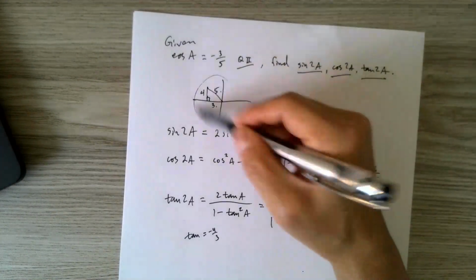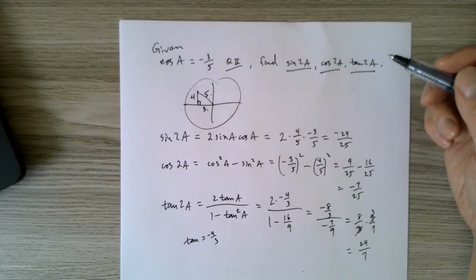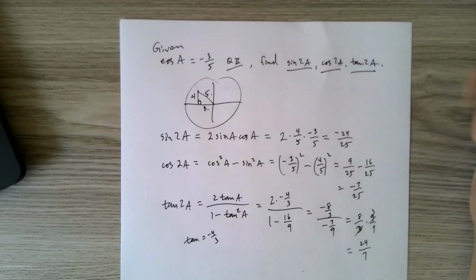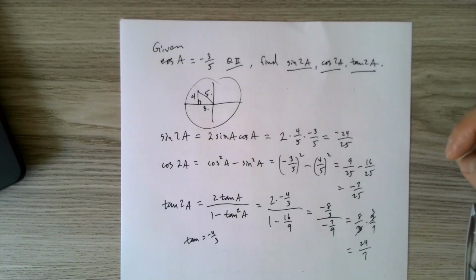Okay, so this exercise is basically just making sure you know the identities, making sure you know where the triangle is located, so you know which trig ratios are positive or negative, and just plugging them in and simplifying very carefully.